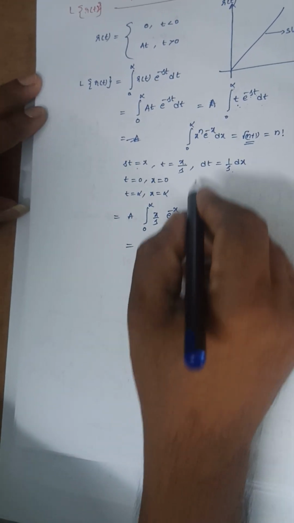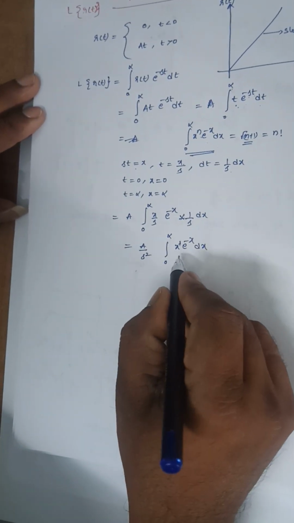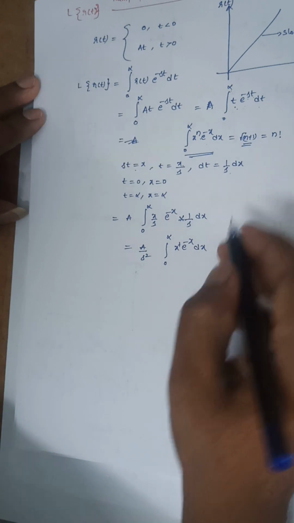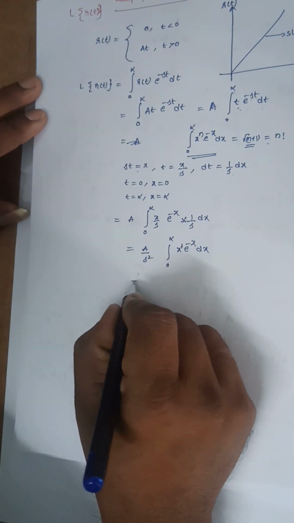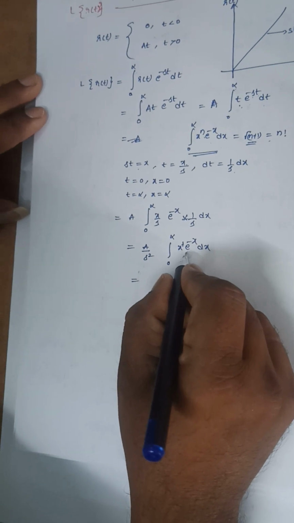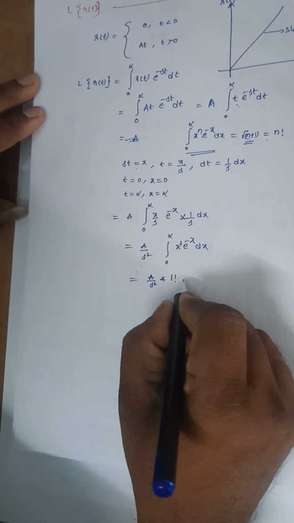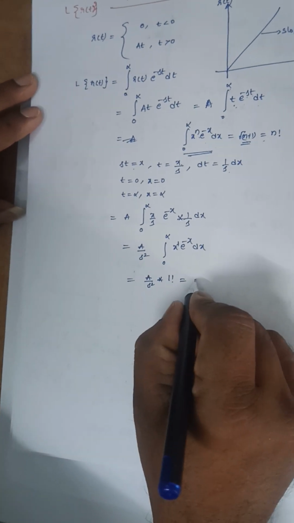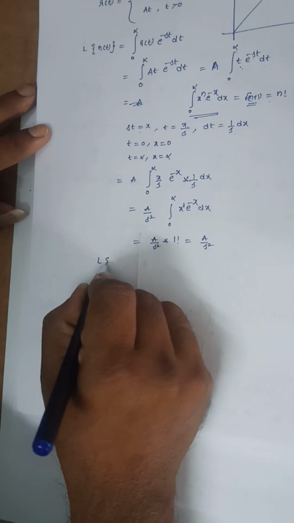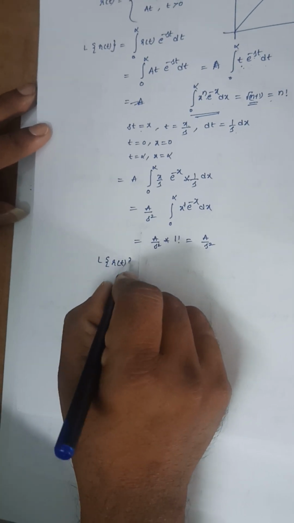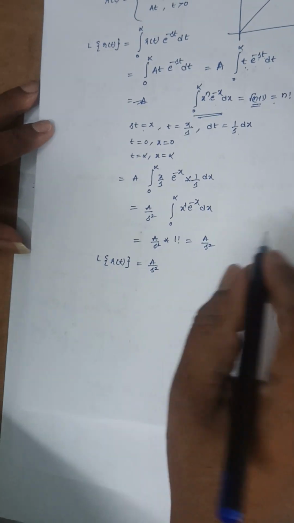Here the value of n in this formula is 1. So it is n plus 1, gamma of n plus 1, that is gamma of 2, that is 1 factorial. So a divided by s square into 1 factorial. The value of 1 factorial is 1. So it is a by s square. So finally the Laplace transform for the ramp function is a by s square, where a is the slope of that curve.